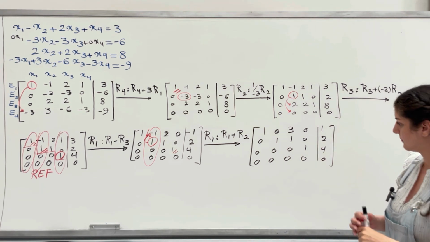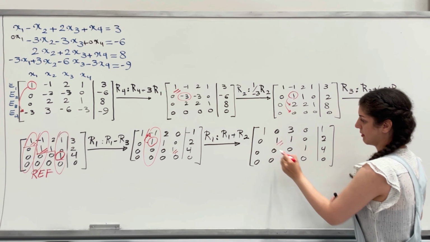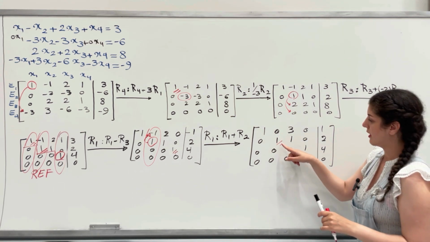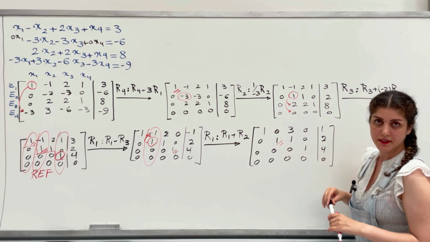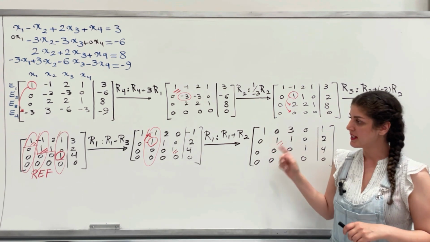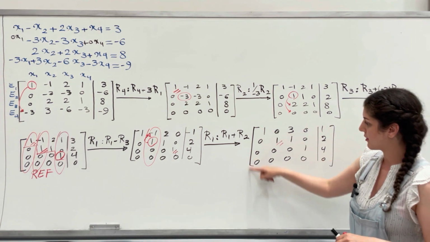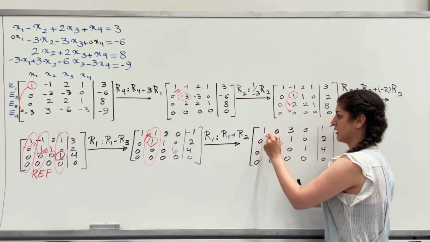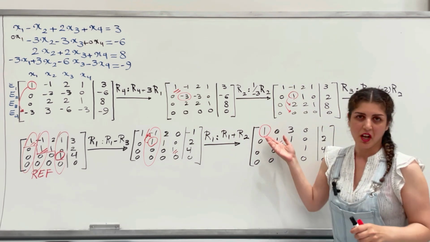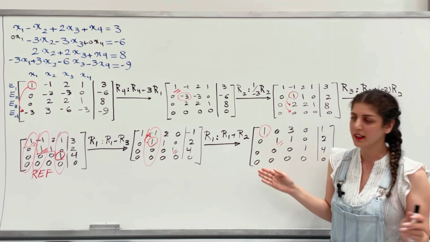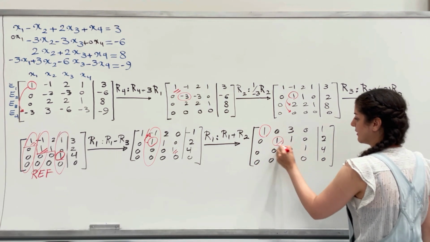And now, look at this one. Everything above and below the leading entry is 0. So I move to the next column, including a leading one, which is going to be the first column. Look at this one. In this one, obviously, there is nothing above, so we are done. Okay. Now look at the form now.